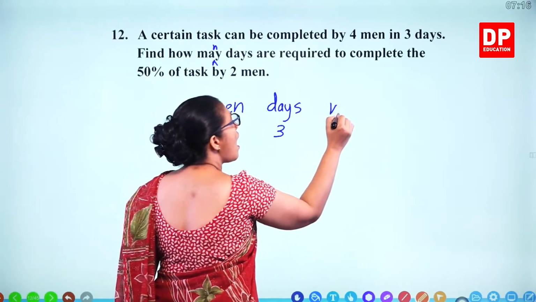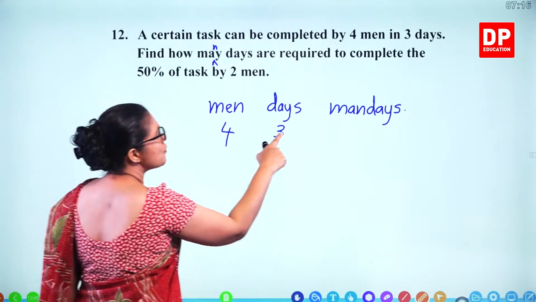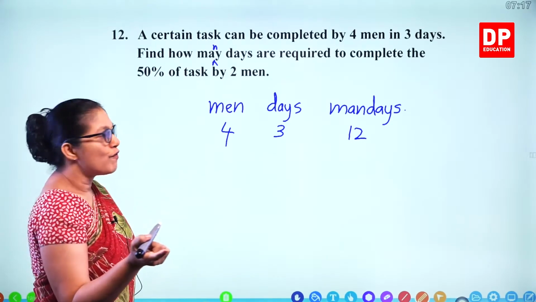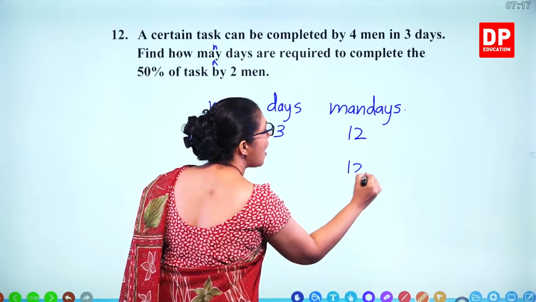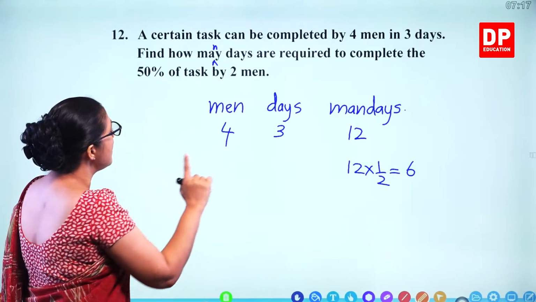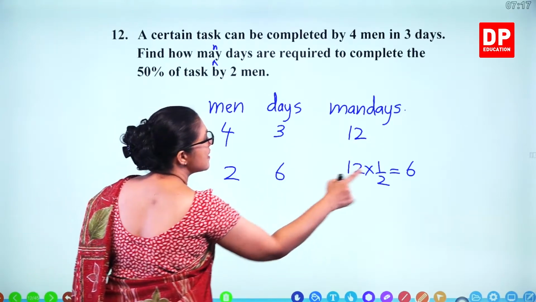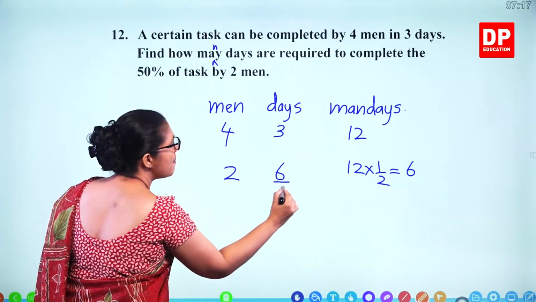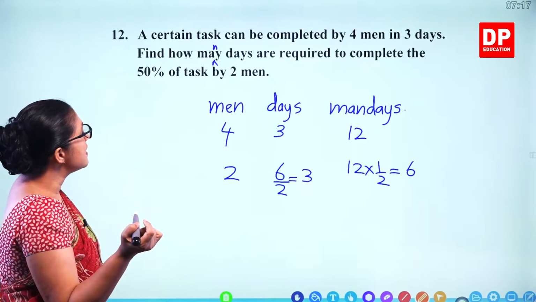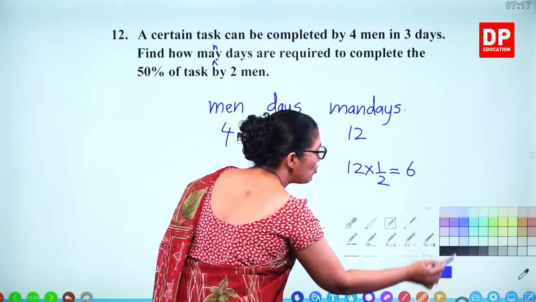So first you find how many man days are needed to complete the whole work. 4 times 3, 12 needed. But they need 50% of the work. So half of 12, that means 6 man days of work. But it's given 2 men. And how do you find the number of days? 6 is the total number of man days. Divide by 2, you get how many days needed. So 3 days needed for that. 3 days. So you get 2 marks for that.